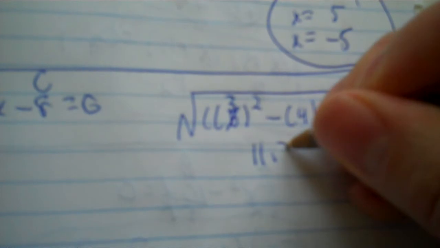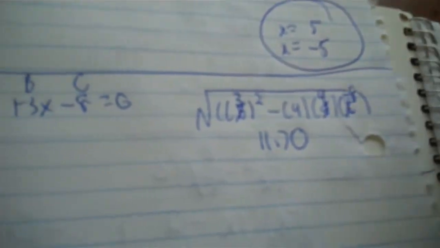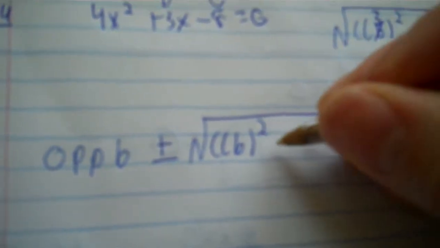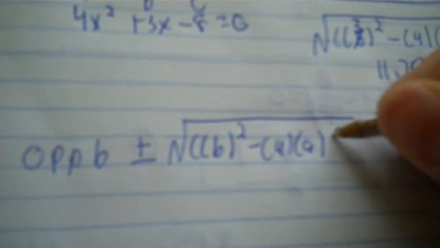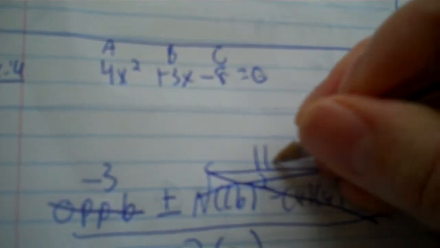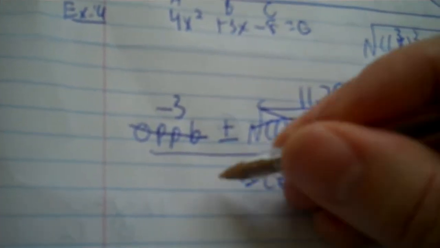11.70. So this can't be factored because I got a decimal, so I'm using the quadratic formula. Opposite of b, plus or minus the square root, b squared minus 4ac, over 2a. So the opposite of plus 3 is minus 3. Now cross out that whole square root because we have the answer for that. We have 11.70. Just put that on top. And then the a is 4. 2 times 4 is 8.